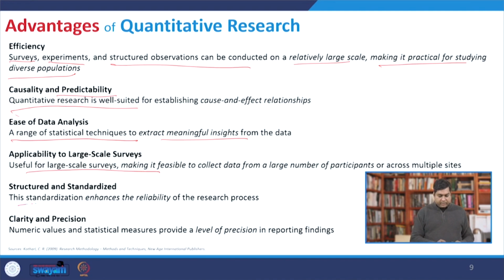Structured and standardized. The standardization of this is a very closed form, point to point quantifiable questions that you will ask and you observe or you collect. So for that, it is enhancing the reliability of the research process as well. There is no such kind of guesswork that will work here. Clarity and precision: numeric values and statistical measures provide a level of precision in findings.